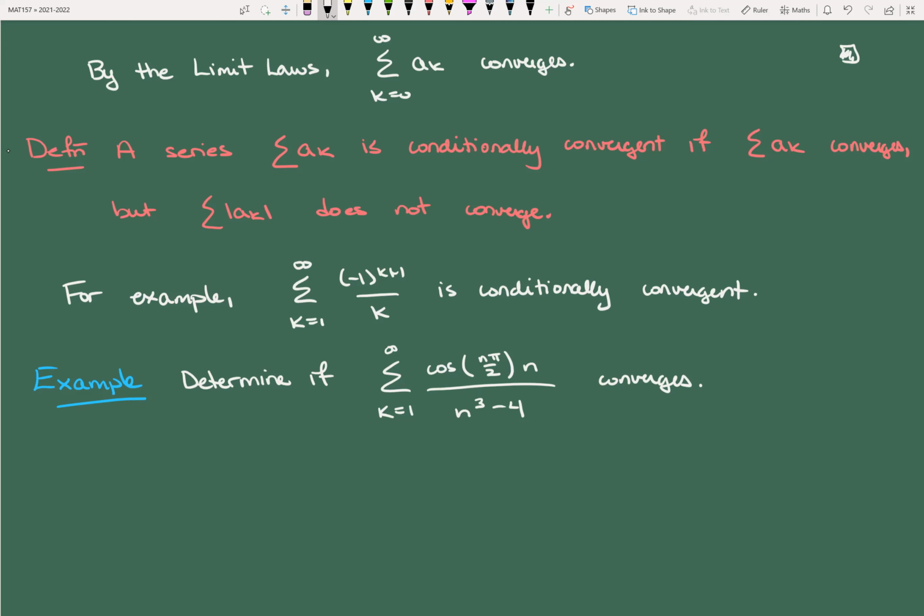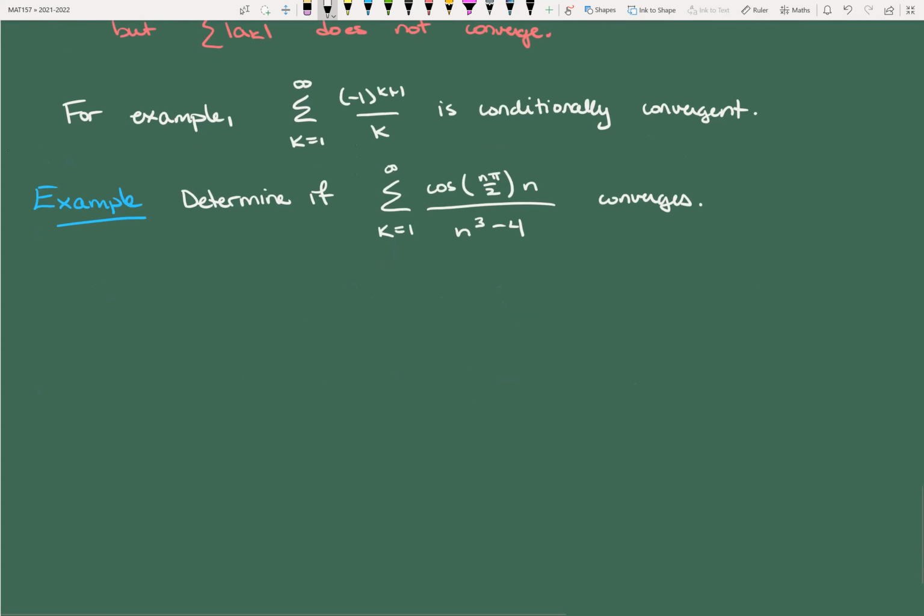Unfortunately, we can't use the limit or basic comparison test, because both of those tests require that all of our terms be positive, right? So let's take the absolute value. Let's show that the series converges absolutely. And if it converges absolutely, it therefore converges, right? So solution: we'll show this converges absolutely.